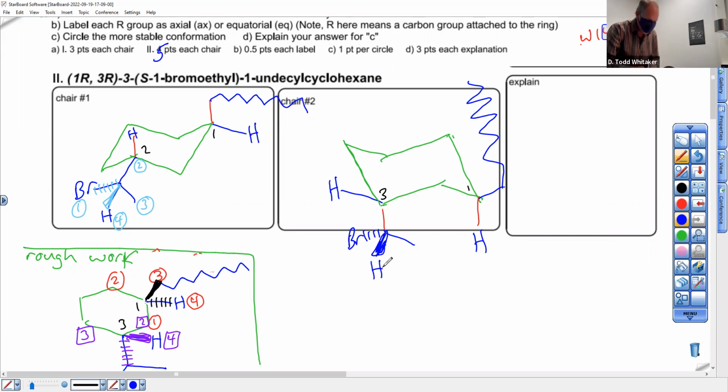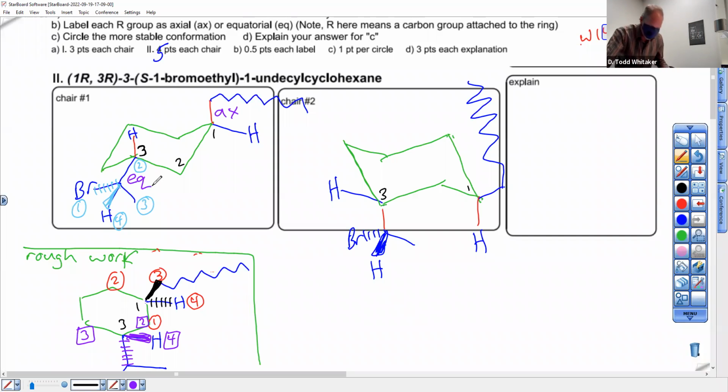The group on carbon 1 in chair number 1, axial or equatorial? Ax. And they're the short forms. AX is the short form you're allowed to use. And what about the one on carbon number, I don't know why that's a 2 there, there should be a 3. 3, 2. The group on 3 is down. And what kind of bond is it? Is it axial? Equatorial. Purple.